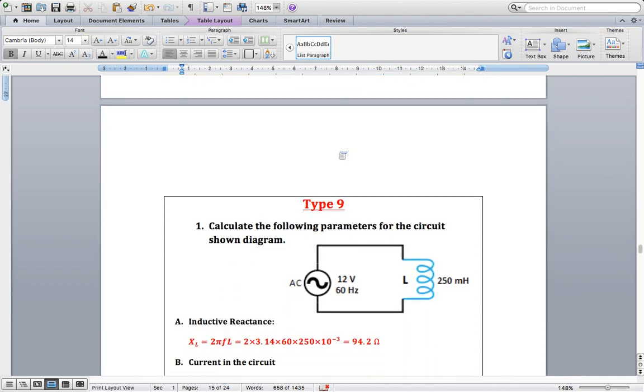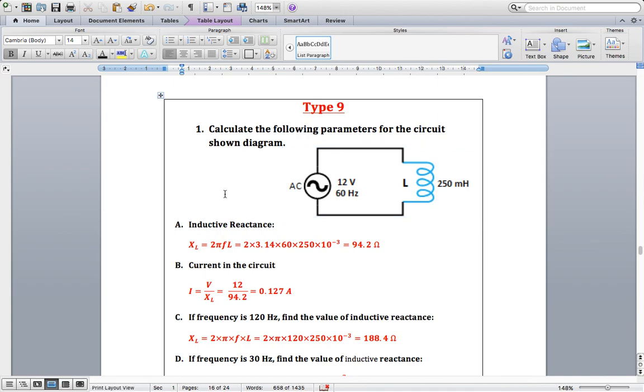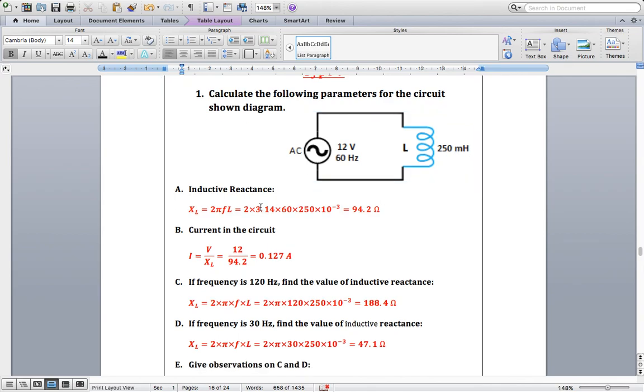Okay. Moving on to the last question, type 9. This is a very simple one. You are provided with a circuit having 12 volts and 60 hertz frequency and an inductor of the value 250 millihenry. You have to find the inductive reactance first. You know the equation, inductive reactance XL is 2 pi FL. First write the equation, then substitute the values.